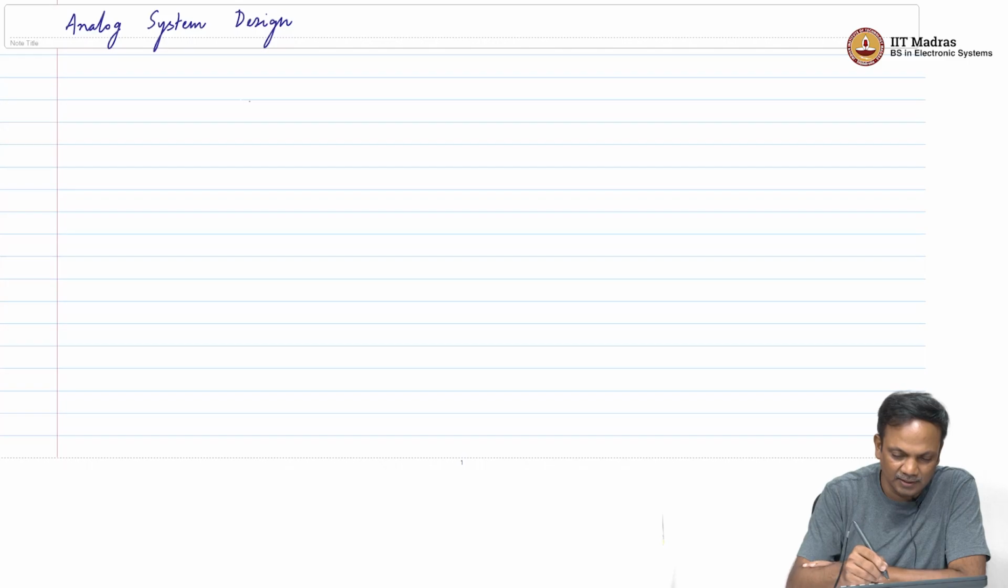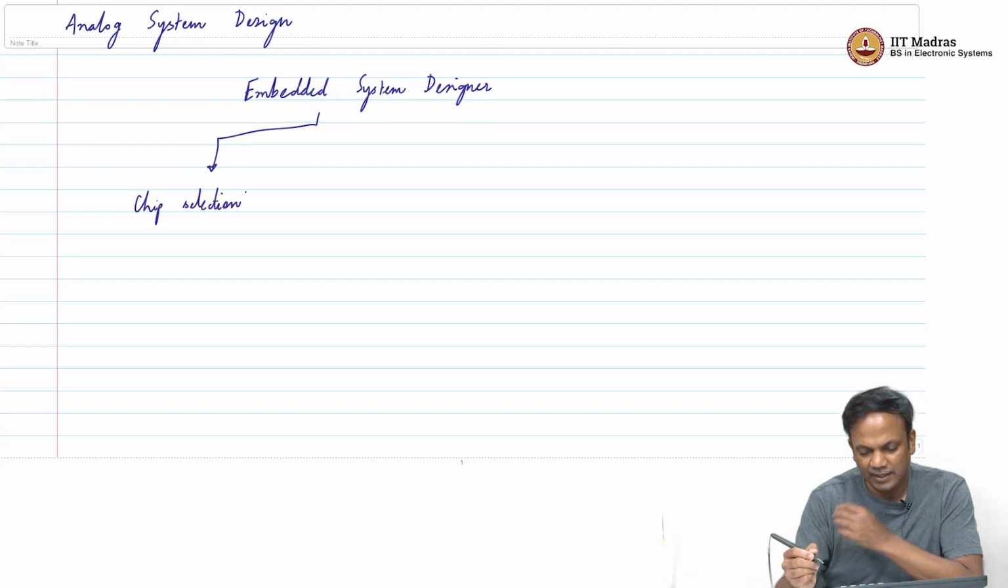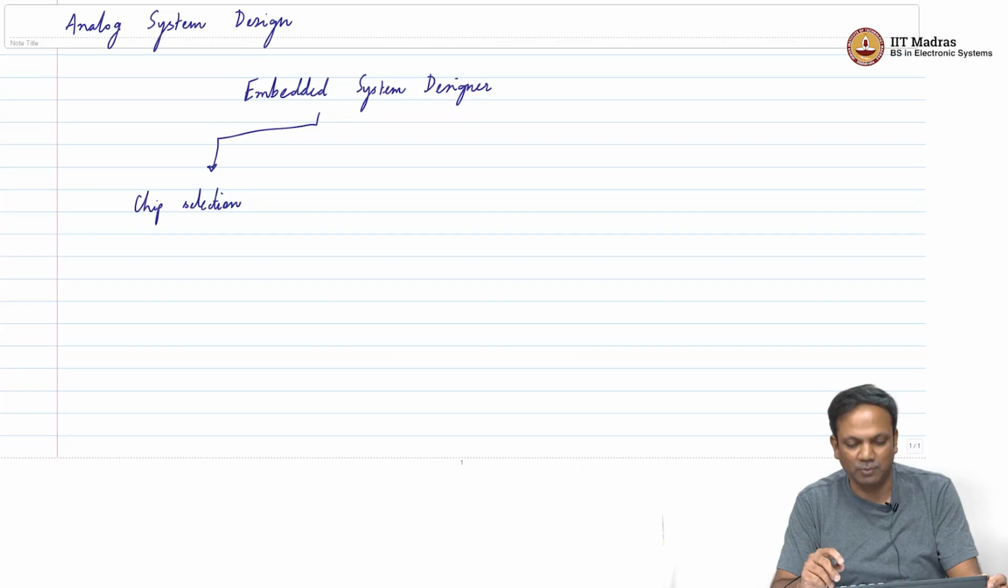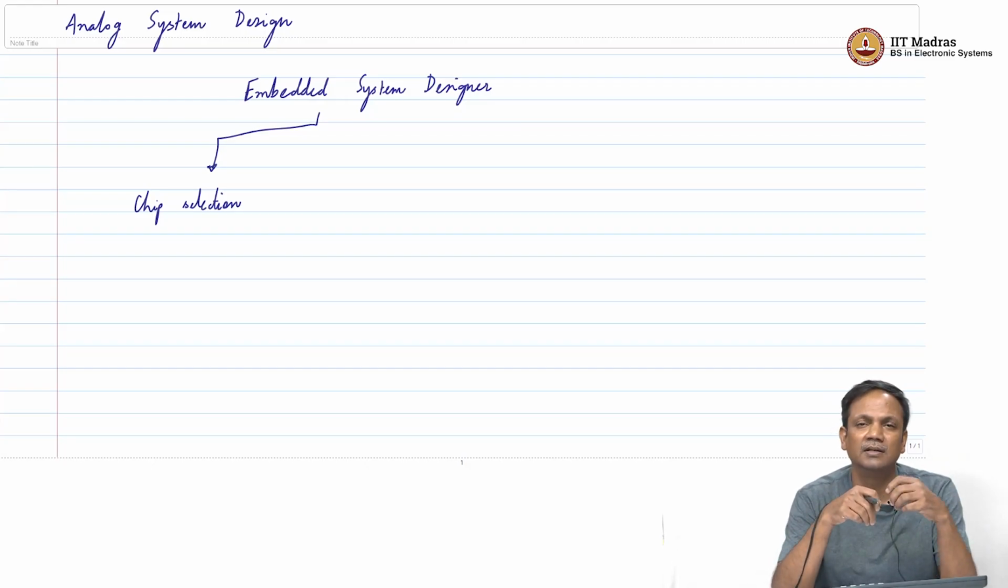So, we said that an embedded system designer is trying to put together the electronics of the product, and the way you do that is through chip selection, which is deciding which SoCs you are going to put together.